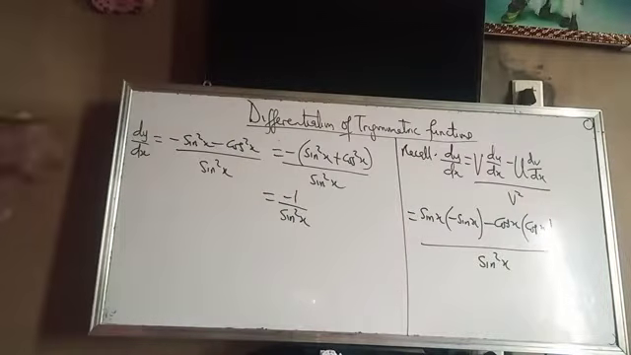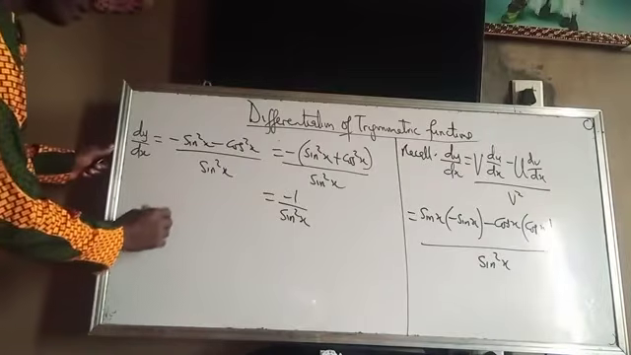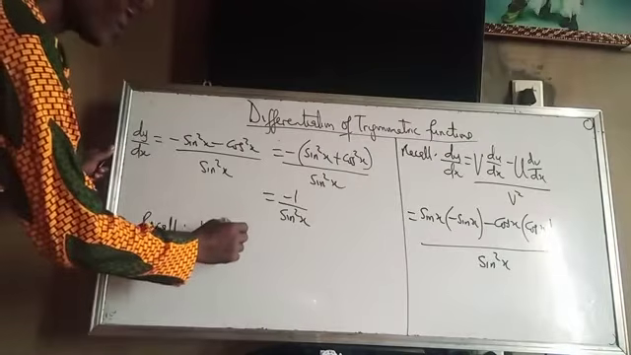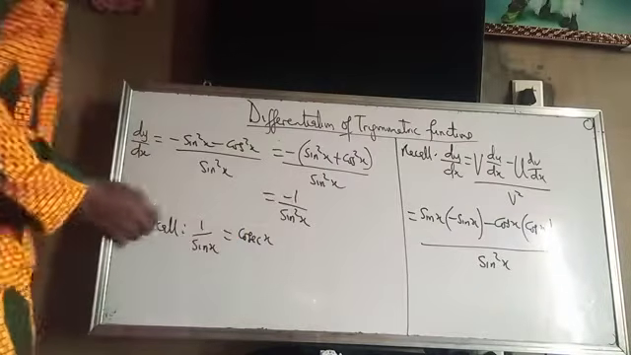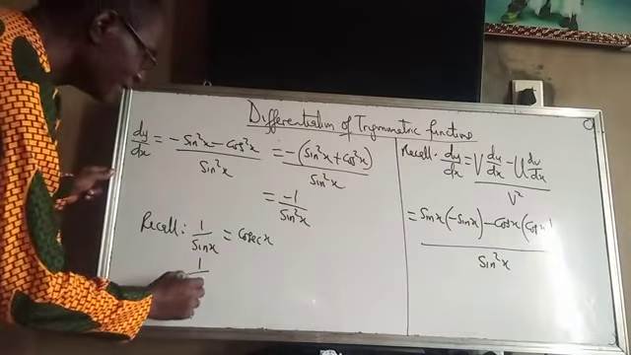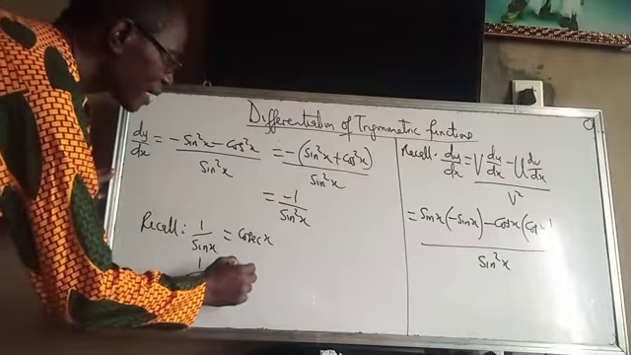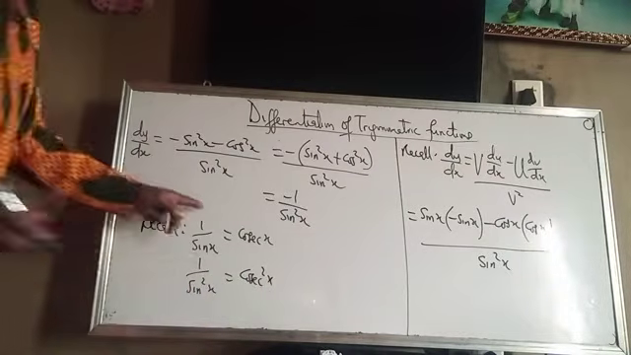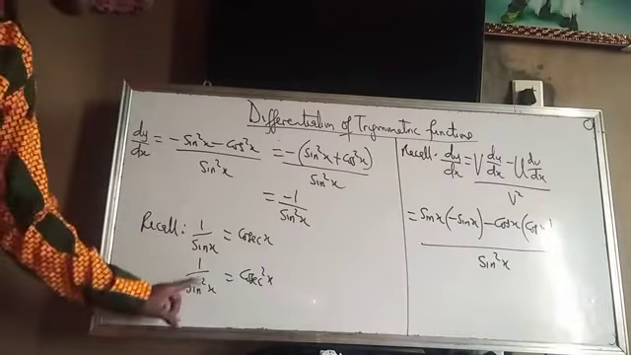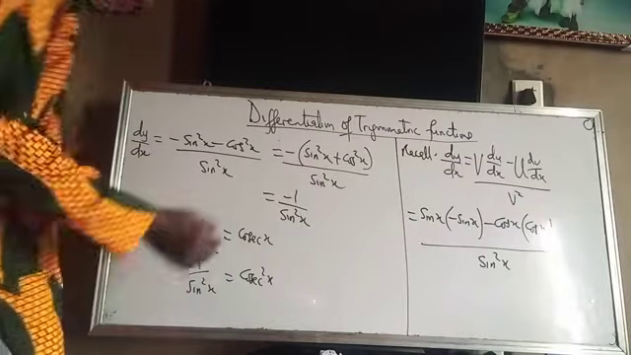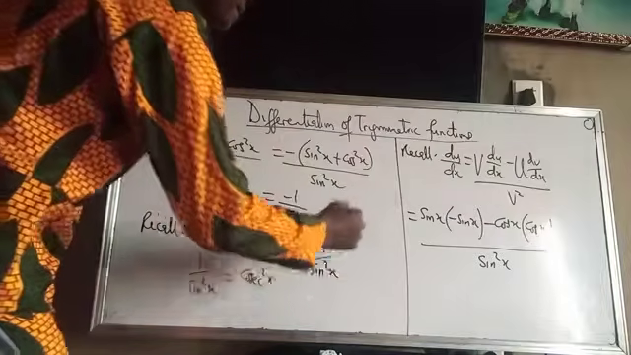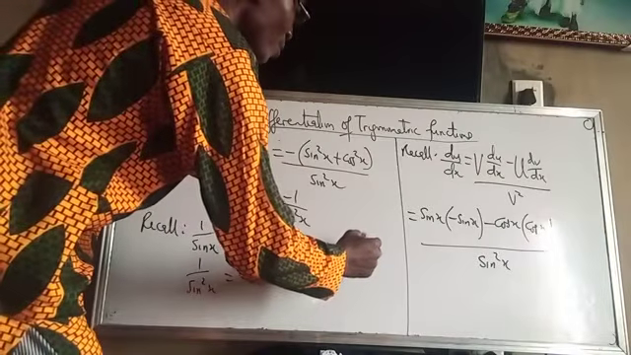And you can recall very well, 1 over sine x is cosec x. I hope you can recall that. So definitely 1 over sine square x will be cosec square x. The square of 1 over sine x is 1 over sine square x. So therefore, minus 1 over sine square x is like saying minus cosec square x.